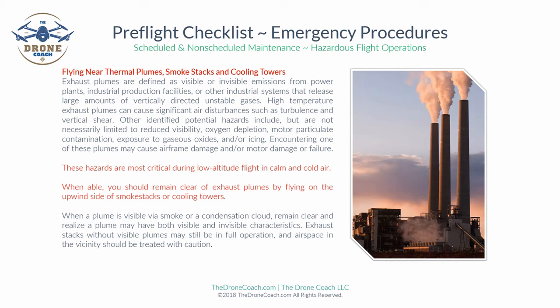High temperature exhaust plumes can cause significant air disturbances such as turbulence and vertical shear. Other identified potential hazards include, but are not necessarily limited to, reduced visibility, oxygen depletion, motor particulate contamination, exposure to gaseous oxides, or icing. Encountering one of these plumes may cause airframe damage and/or motor damage or full failure. These hazards are most critical during low altitude flight in calm and cold air.